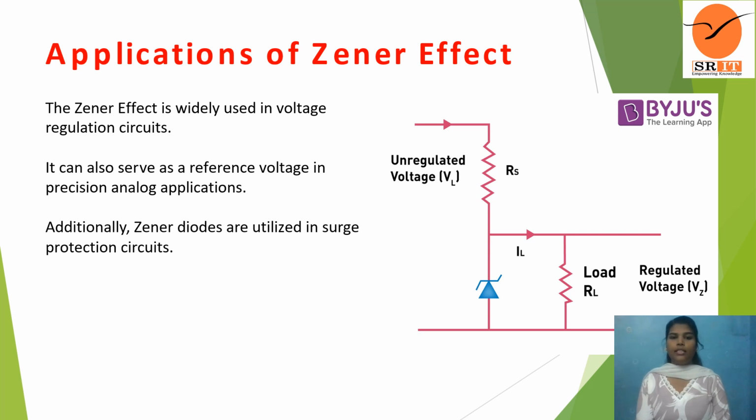And here we see the circuit diagram of the Zener effect applications. The unregulated voltage is connected to resistor RS, and resistor RS is connected to the diode, and the diode is connected to the load. This is the regulated voltage VL.